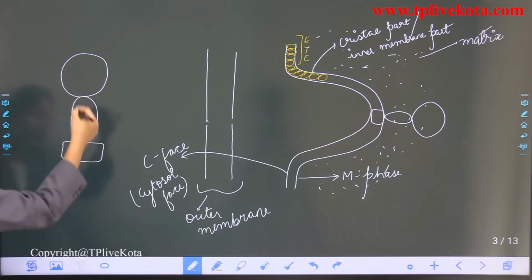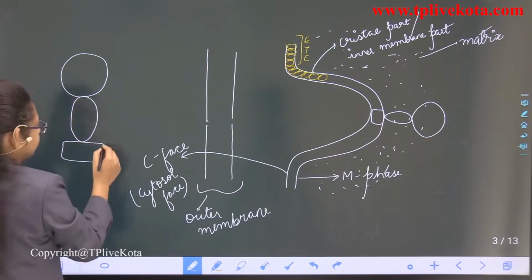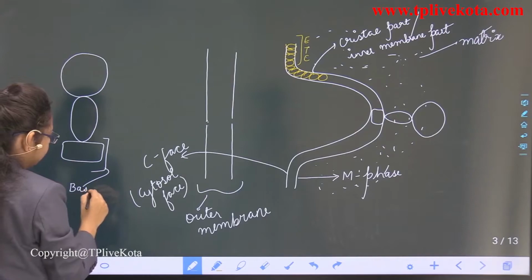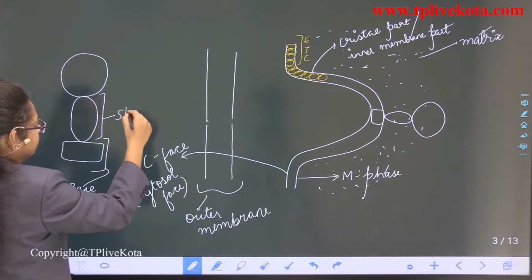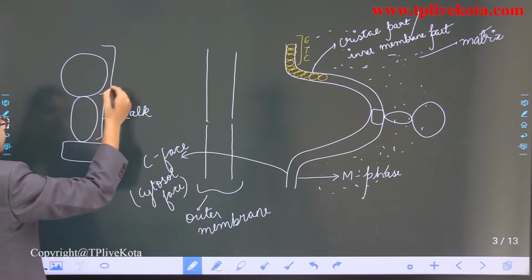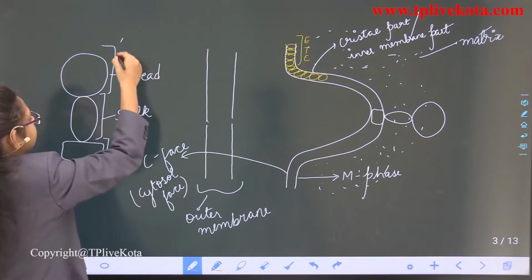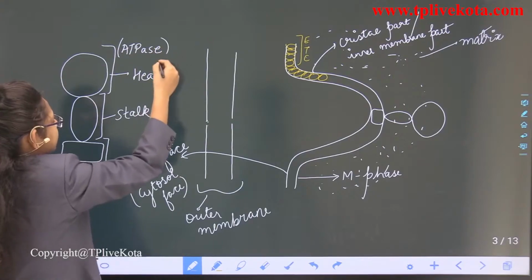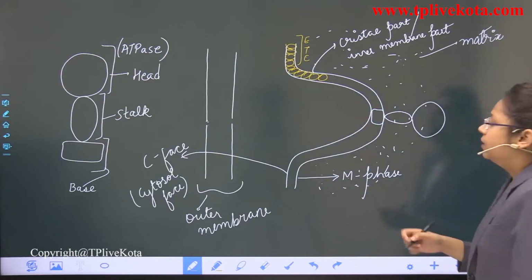Okay, now this part is divided into three names. First is the base part. This is the base part, student. Okay, this part is known as stalk part. It is divided into three: first is the base, second one is the stalk, and last one is the head, where the ATPase, meaning the ATP synthesizing enzyme, is present over here. Now you can see this part in this form.